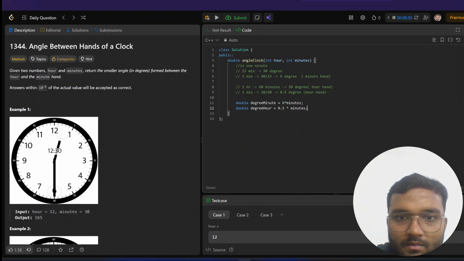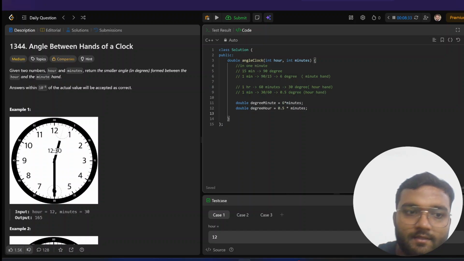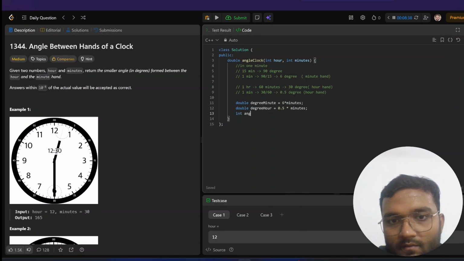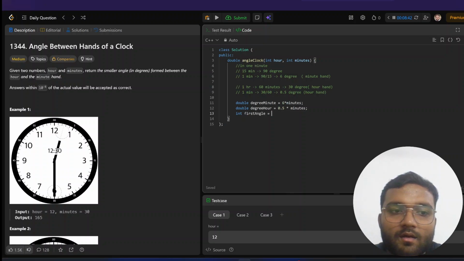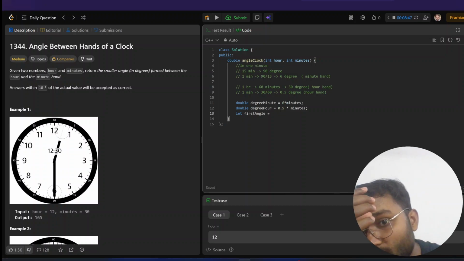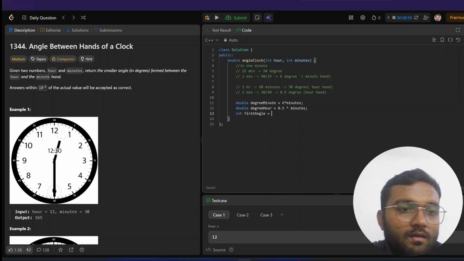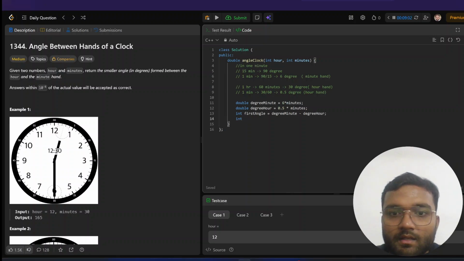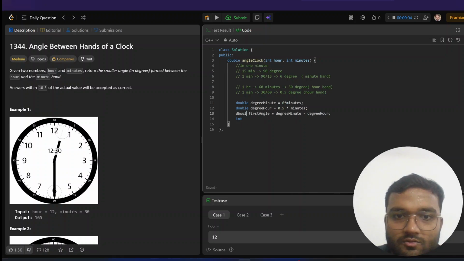Now I have the degree of minute hand and degree of hour hand. If I talk about it, there will be two angles formed. The first angle can be degree minute minus degree hour. And how will I get the second angle? I think this will also be a double.